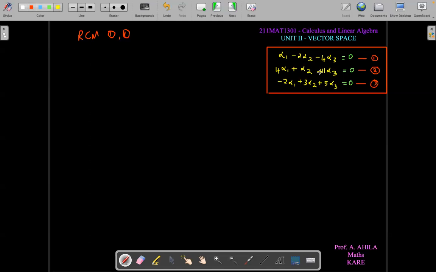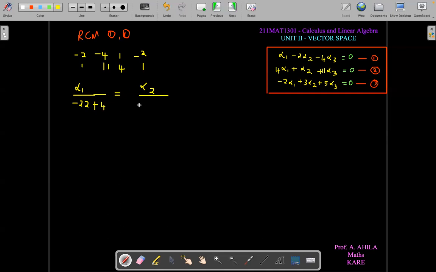The values are: minus 2, 1; minus 4, 11; 1, 4; again minus 2, 1. Now alpha 1 by this determinant: minus 2 into 11 is minus 22, minus of minus 4, so plus 4. Minus 22 plus 4 equals alpha 2 by this determinant.